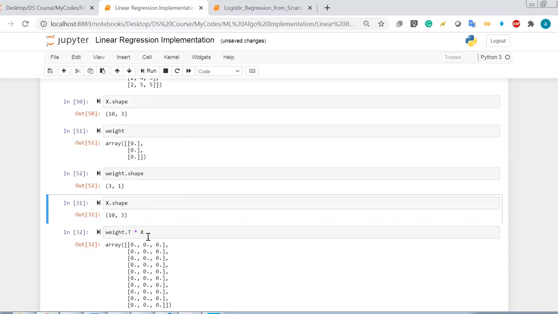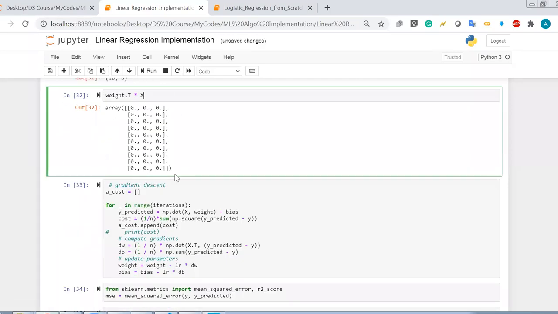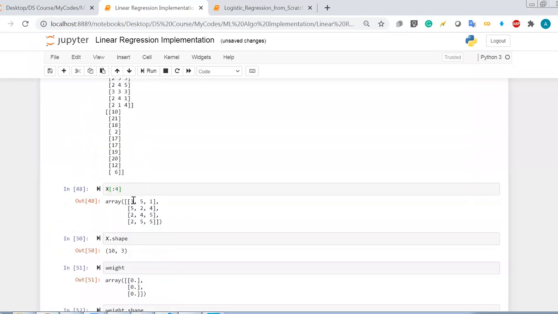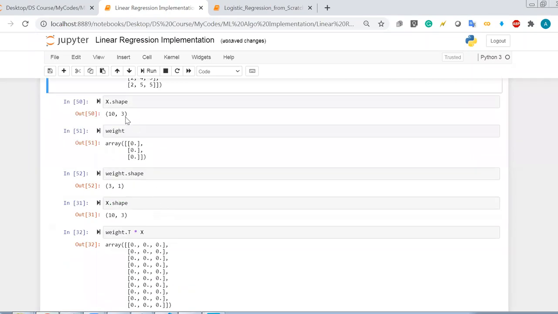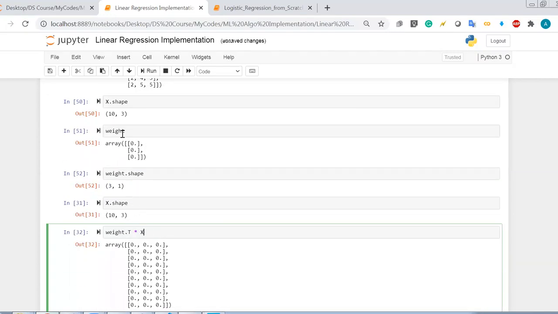Now if I write weight transpose into x, this is my output. Here what has happened is that the weights, 0 0 0, the first 0 was multiplied with this, the second 0 was multiplied with this, and the third 0 was multiplied with this. So 10 cross 3, weight transpose into x. Just wait one second, this is not making sense, how are we able to multiply them? Weight transpose.